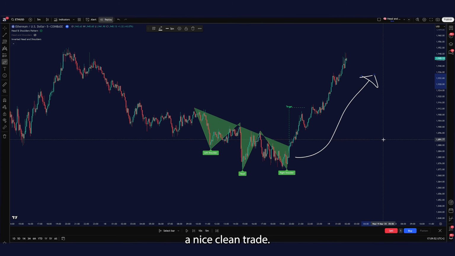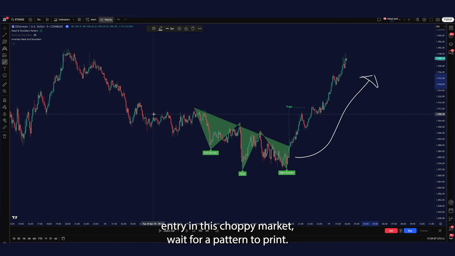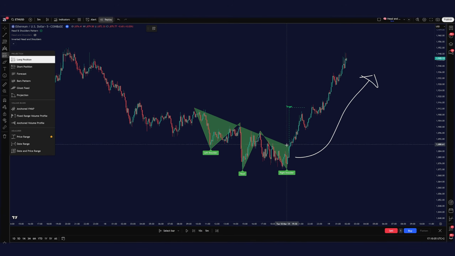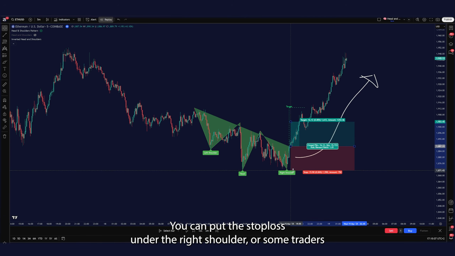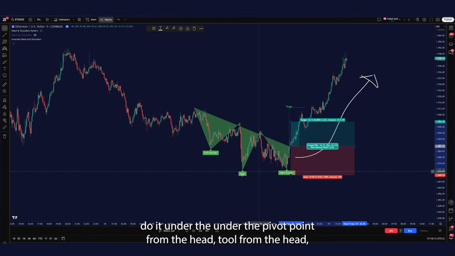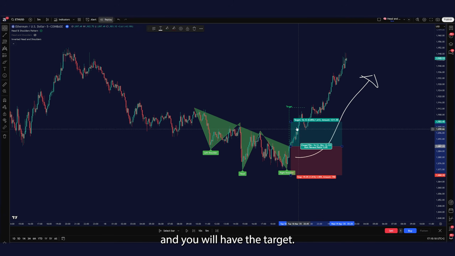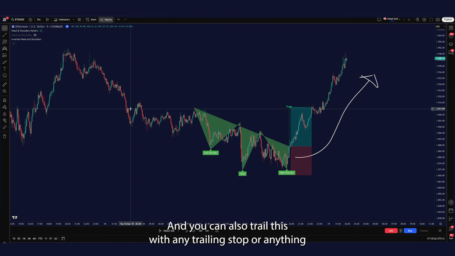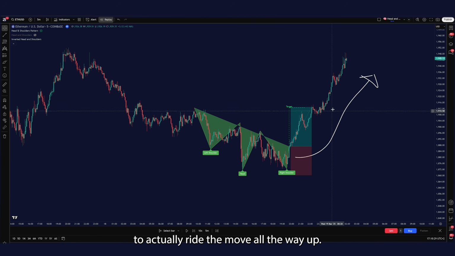A nice clean trade, and instead of trying to find the perfect entry in this choppy market, wait for the pattern to print, and enter long on the neckline break. You can put the stop loss under the right shoulder, or some traders do it under the pivot point from the head, and you will have the target, and there we go. Nice clean trade. And you can also trail this with any trailing stop to actually ride the move all the way up.